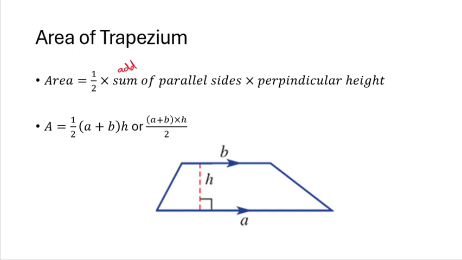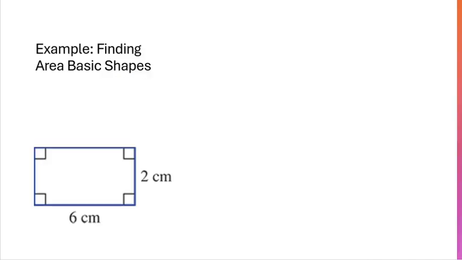Area of a trapezium. So it's basically the sum of the parallel sides multiplied by its perpendicular height divided by 2. So this is the main one that you should use just to make your life a bit easier. Let's just go through some examples here. Finding area of basic shapes.